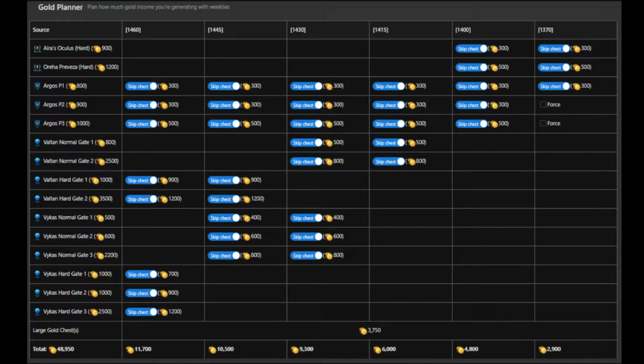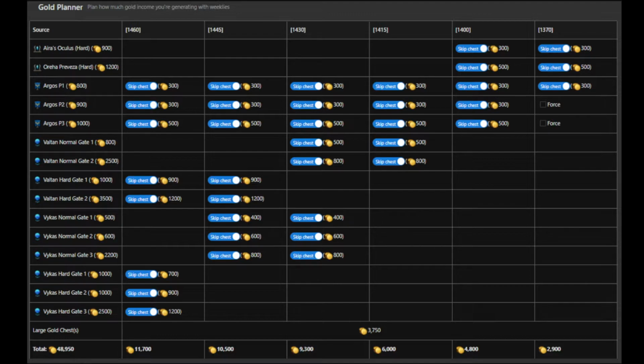6 grand per alt, 30k gold per week on your alts is pretty juicy, not going to lie. It's actually very, very good gold-wise, as long as, of course, you skip the chests. If you don't skip the chests, then it's a bit less. So you can see here that you can get a large chunk of your gold from Valtan. Valtan is probably one of the easiest instances where from normal you can get 3.3k and from hard you can get 4.5k gold.